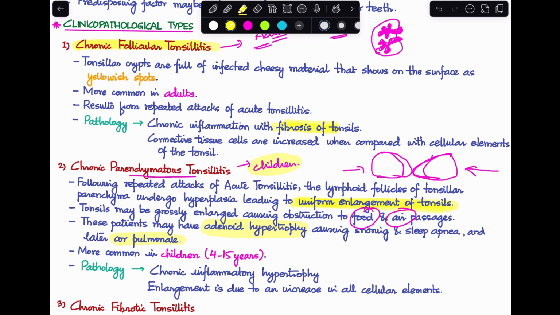Now, the pathology involved in chronic parenchymatous tonsillitis is that there is chronic inflammatory hypertrophy of the lymphoid follicles. And here, the enlargement is mostly due to the increase in cellular elements rather than the connective tissue cells. So that's about chronic parenchymatous tonsillitis. We'll talk about the Brodsky grading in relation to this when we discuss the clinical features.